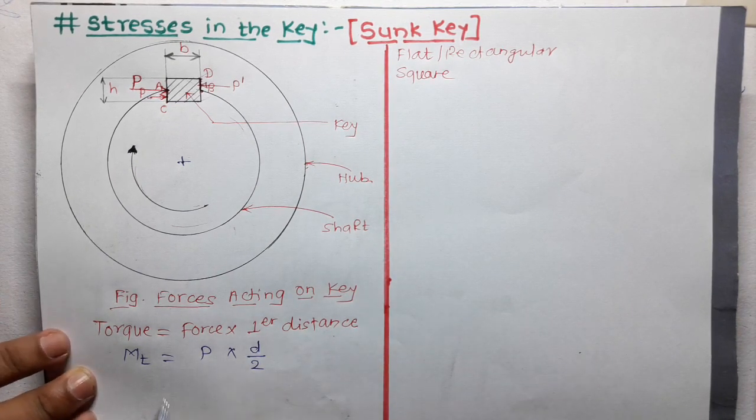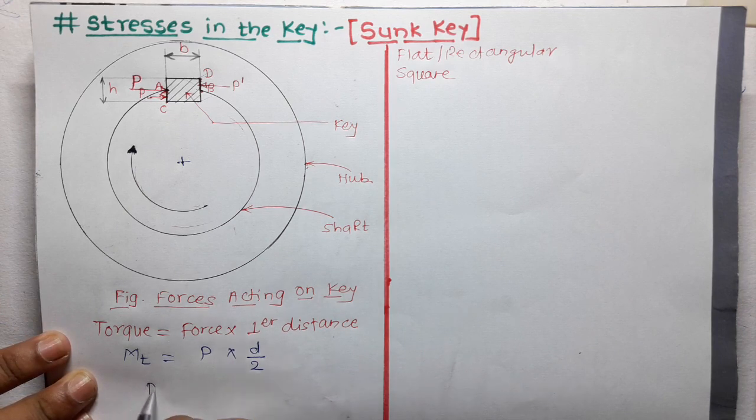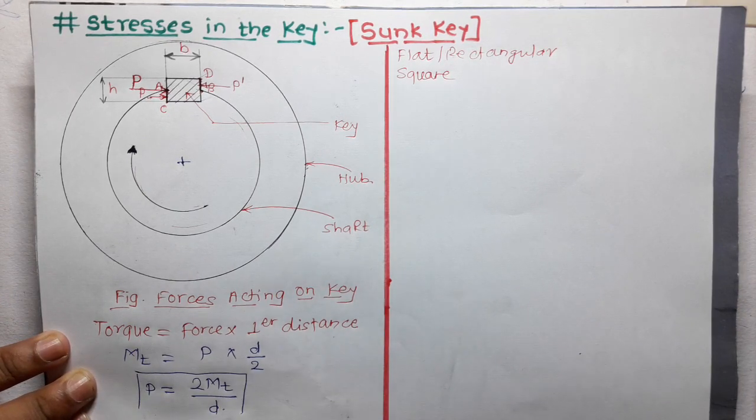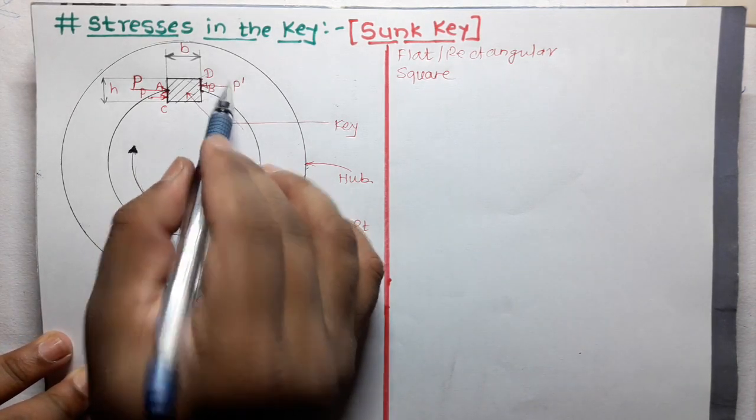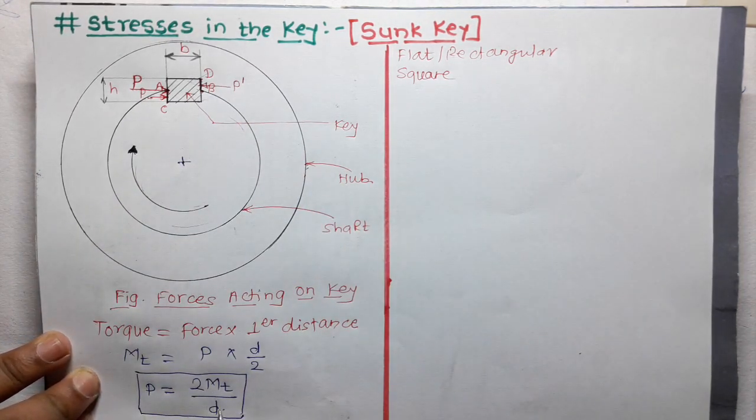Now from this equation we have to find P. So P is equal to twice Mt divided by D. This is the equation of the force acting on the key from the shaft. If you talk about this reaction P dash, it will have the same value because we know that action is always equal to reaction.